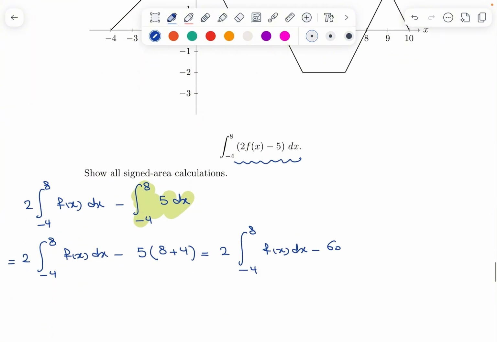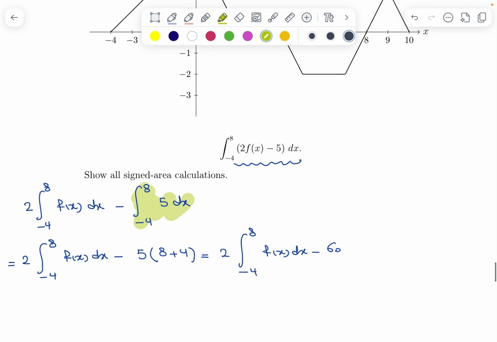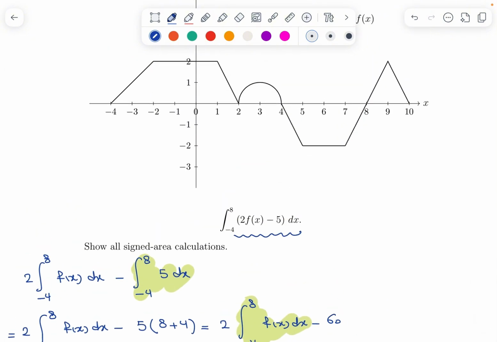So to complete our answer, we just need to find this definite integral. This definite integral would be net area from negative 4 to 8. We need to find this area from negative 4 to 8. So if you name these A1, A2, A3, A4, A5, A6, A7.